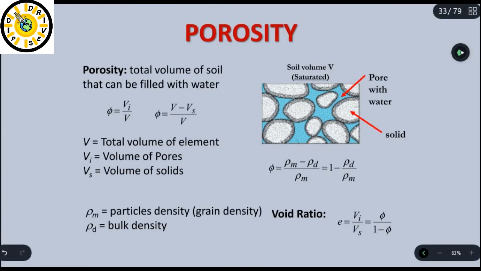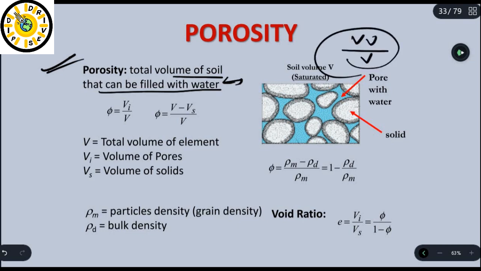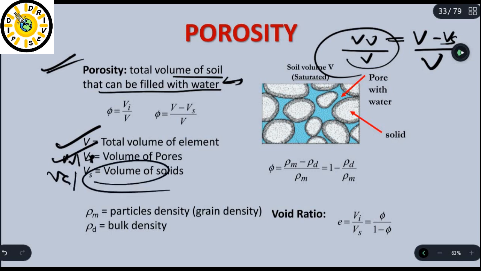See, so porosity is the total volume of soil that can be filled with water. Porosity, ठीक है. So volume of void upon total volume, and volume of void can be written as total volume minus solid volume divided by total volume. So V will be total volume of element, Vp will be volume of pores, और Vp लिख लो और Vb लिख लो, ठीक है, और Vs will be the volume of solid.